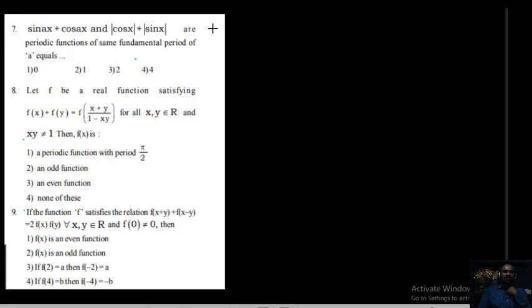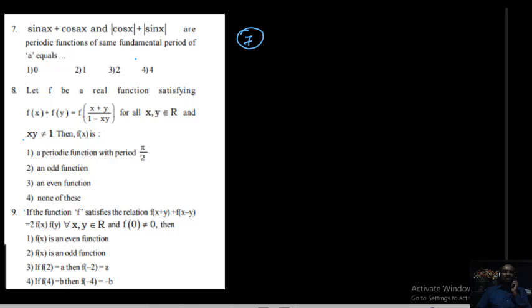Students, question number 7. f of x is given as mod cos x plus mod sin x. Simple function. But just observing the given function, you can say that it is a periodic function with period pi by 2. Something is given: the two are periodic functions with the same fundamental period. Then what is the value of a?